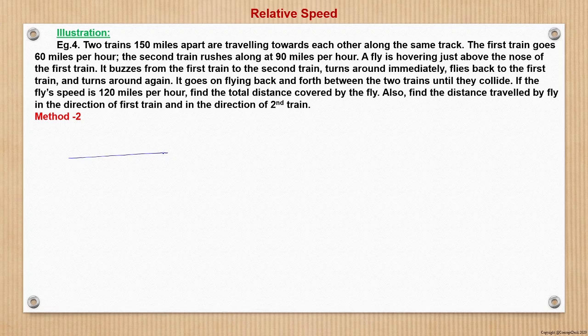The fly goes in the forward direction, and a certain part of the total distance it will also go in the backward direction. So this is the total forward movement by the fly, and this is the total backward movement by the fly, right?